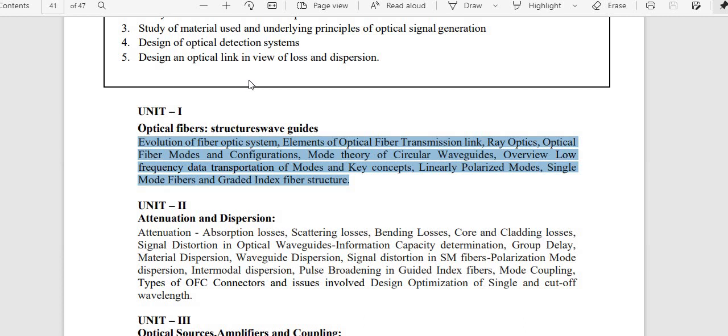In the first session, the derivation as well as the diagram you need to know for core, cladding and buffer. Completely depends upon that only.